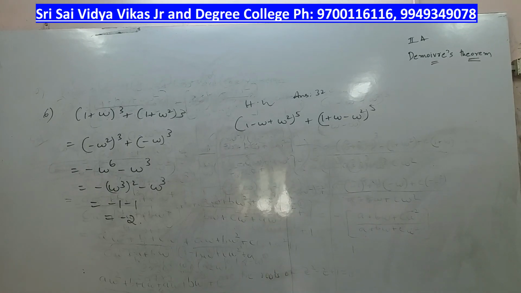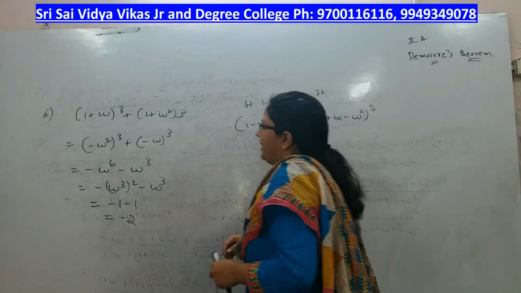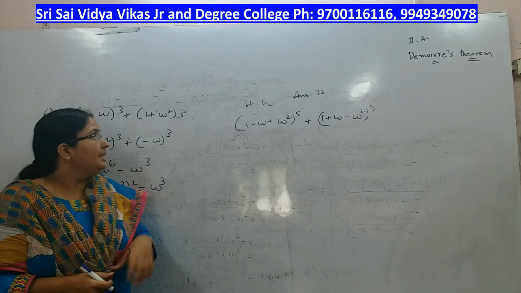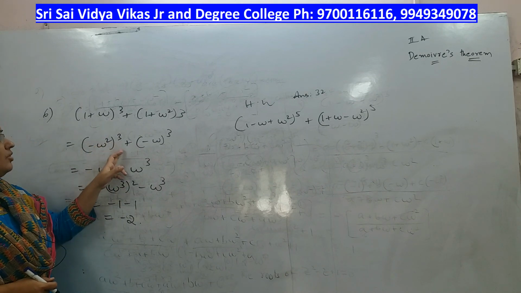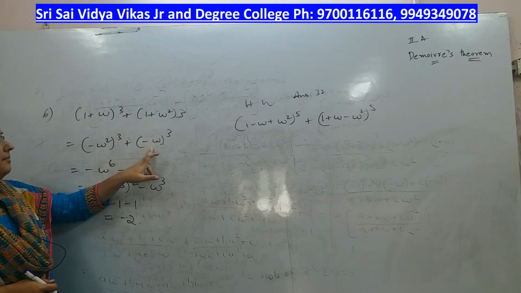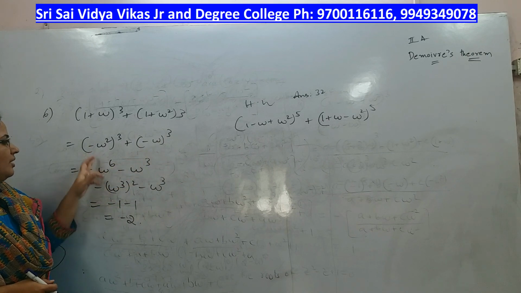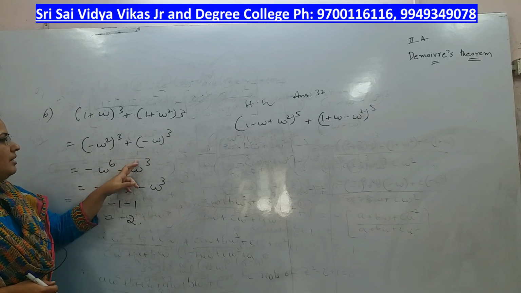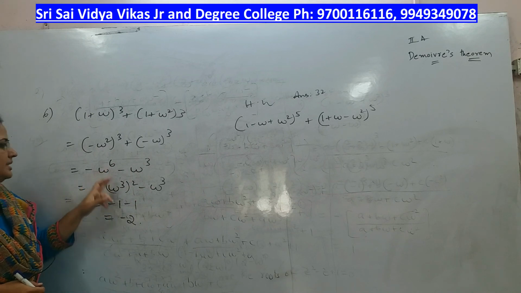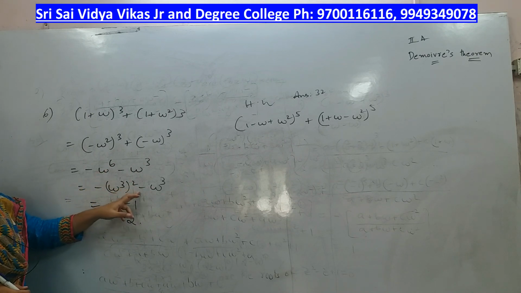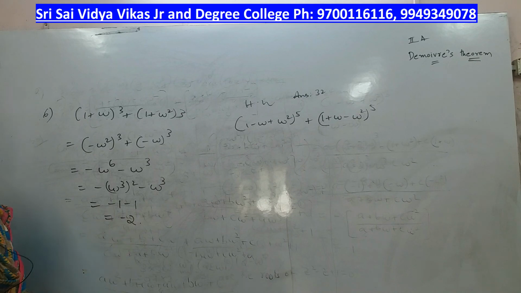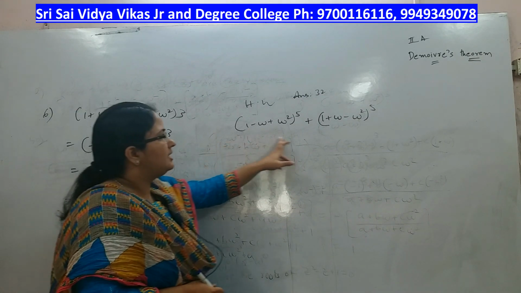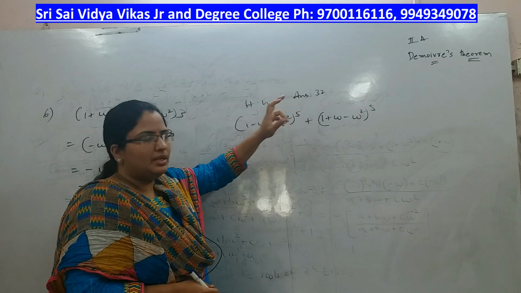Our next problem: (1 + ω)³ + (1 + ω²)³. 1 + ω is −ω², cubed, plus 1 + ω² is −ω, cubed. Here you have −ω⁶ − ω³. ω⁶ can be written as (ω³)², minus ω³. ω³ is 1. Here also ω³ is 1. Minus 1 is −2. Take this problem for homework. The answer for this must be 32. Take it as homework.